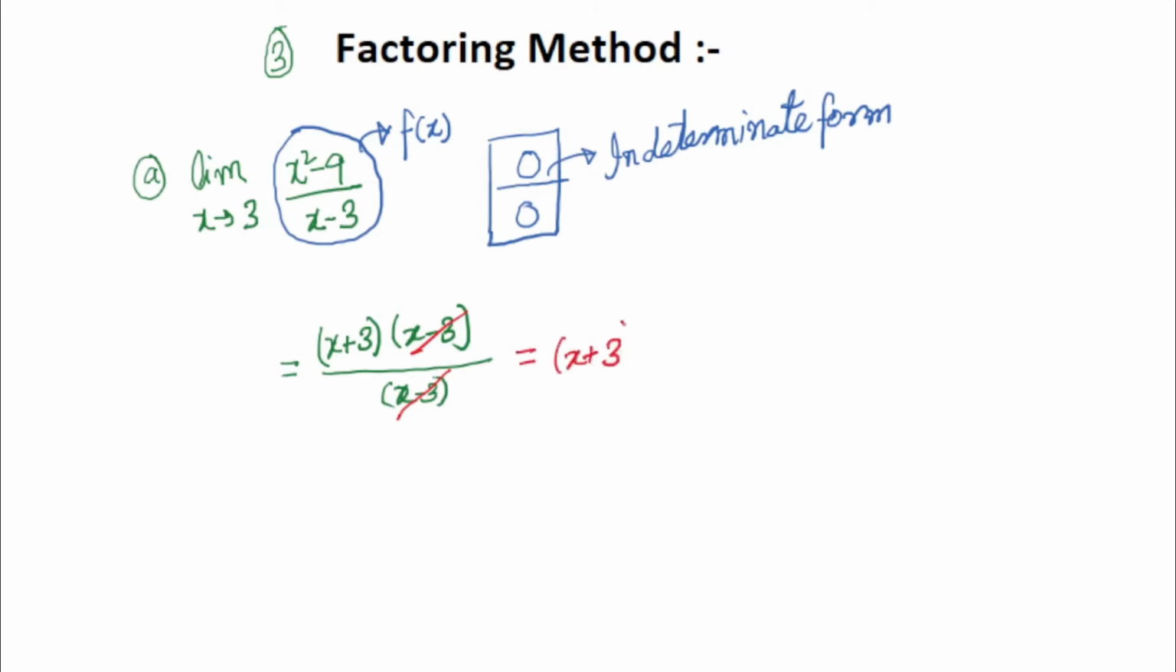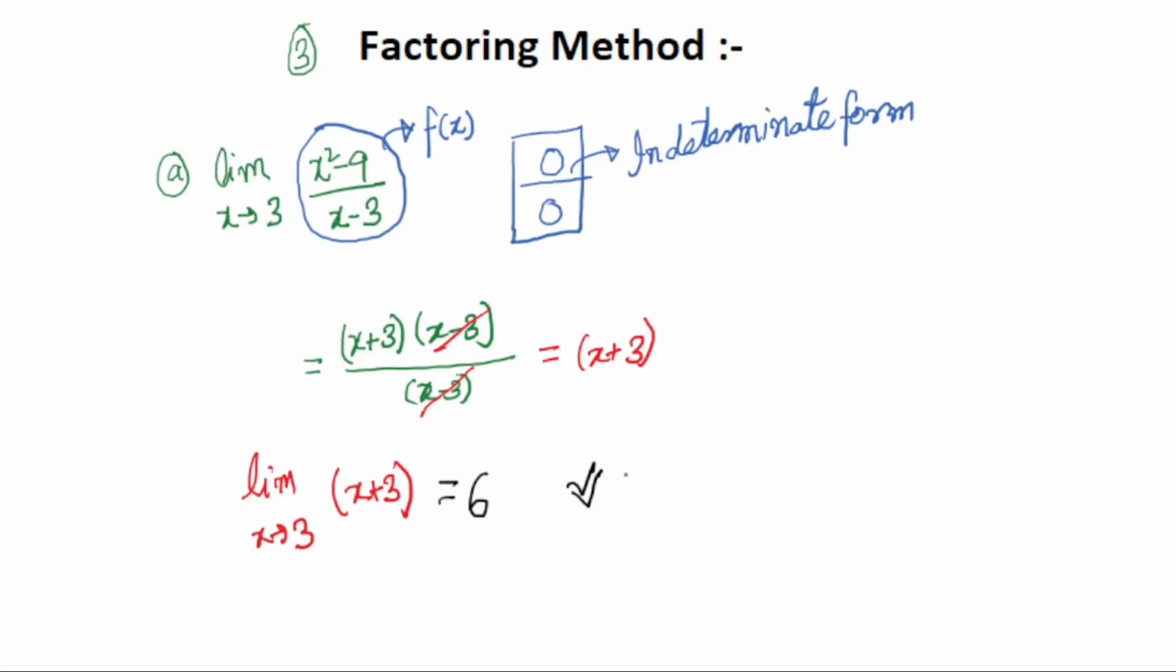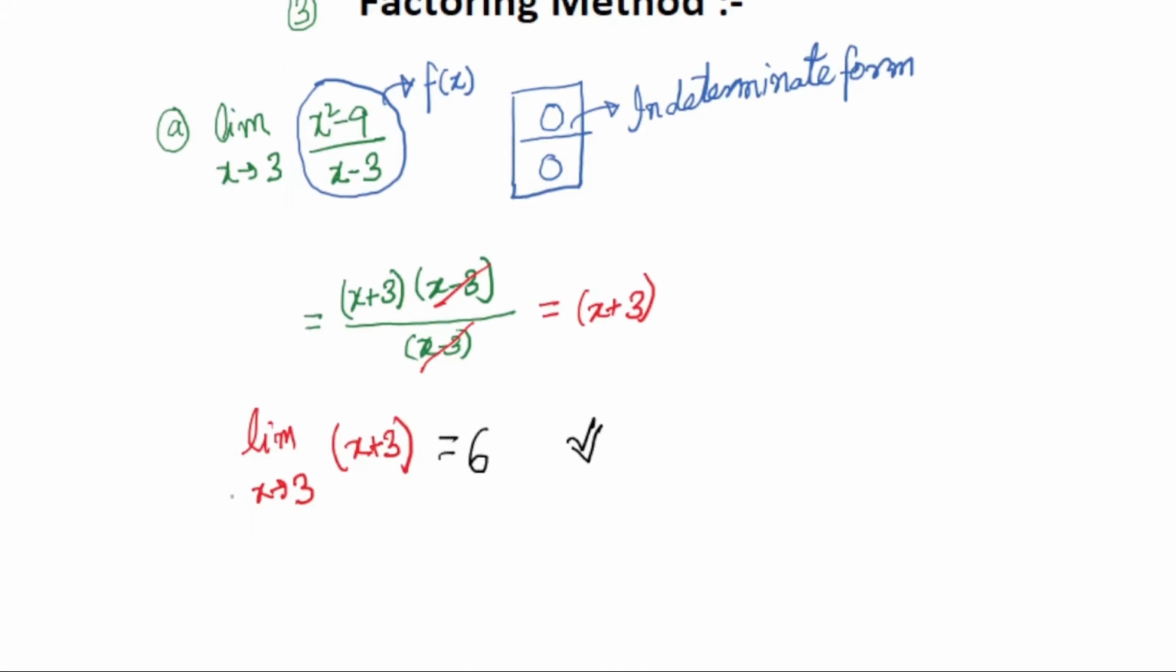Now this is the final function. The final limit is the limit x tends to 3, and the function's value is x plus 3. If we put x is equal to 3, the value is going to be, let me change the color, 6. This is the solution.